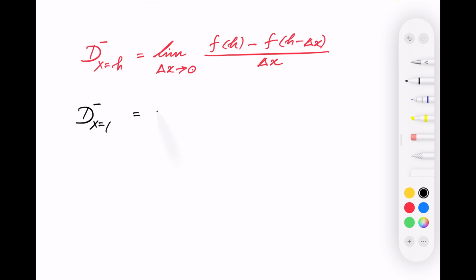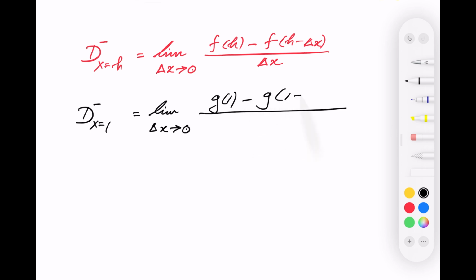This is equal to limit as delta x approaches 0. On the numerator, the first term should be g of 1, because our h is equal to 1, minus g of 1 minus delta x. All of that has to be divided by delta x. This is equal to limit delta x approaches 0. On the numerator, we need g of 1. As we saw earlier, g of 1 is equal to 2.